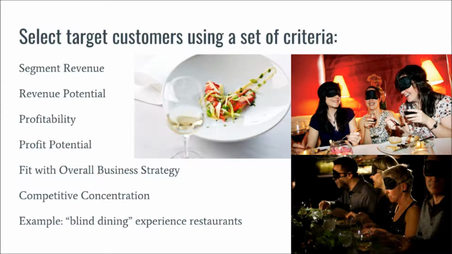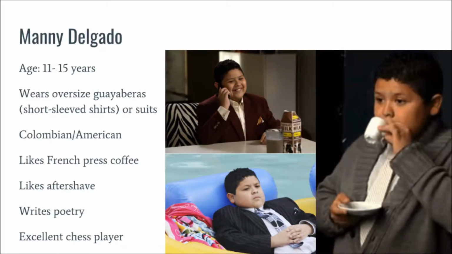Now, for those of you who might have once watched Modern Family, there's a character in the show called Manny Delgado. He's 11 years old, or used to be in the first few seasons. He is Colombian American, wears guayaberas, like short sleeve shirts or suits. He likes French press coffee, and remember that he's 11 years old. He likes aftershave. He writes poetry and is an excellent chess player. Now, how would you try and target them? Would demographic segmentation work for this guy?